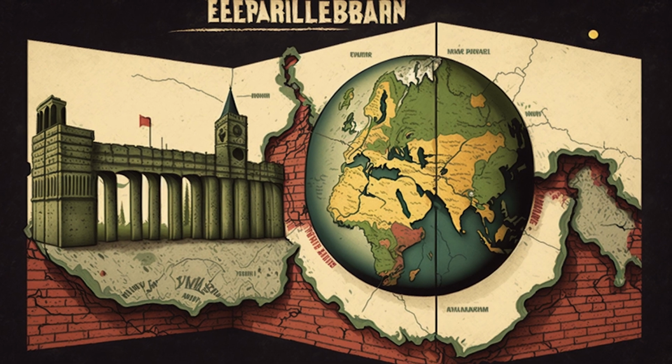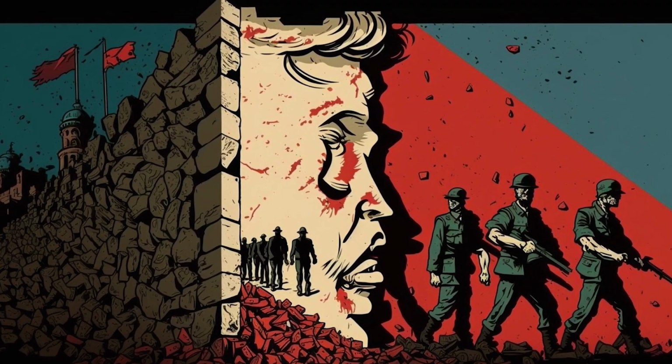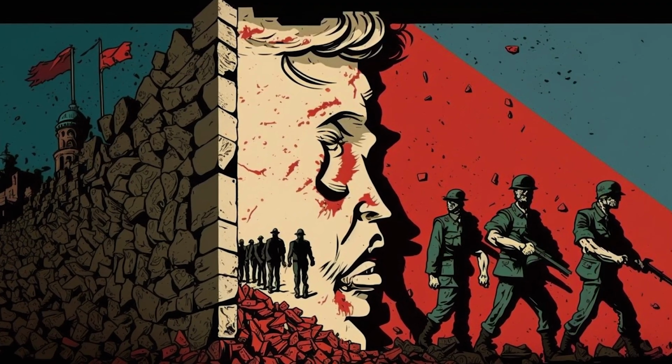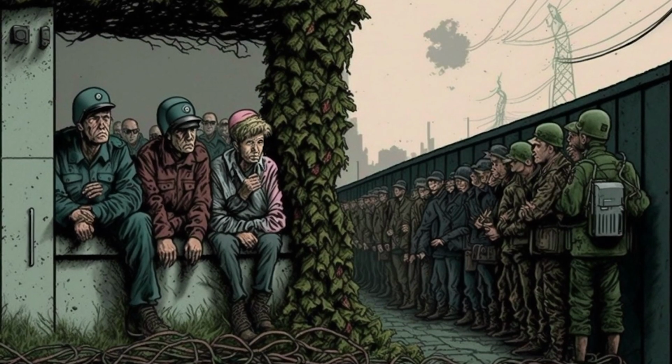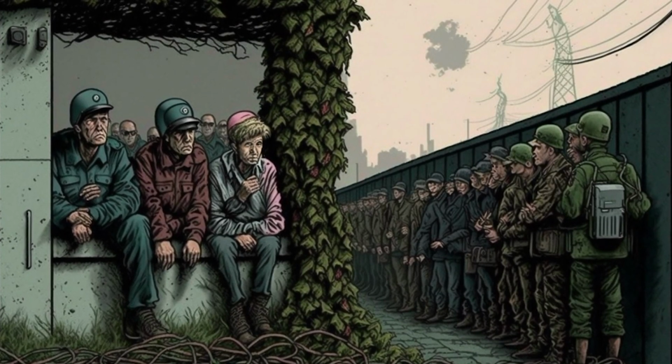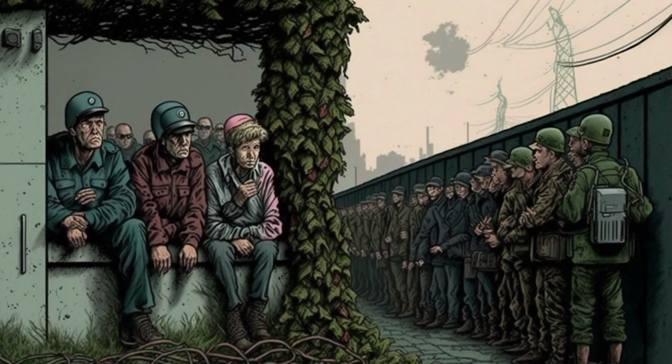The construction of the wall was met with international condemnation, and many people in the West saw it as a sign of Soviet aggression and an attack on freedom and democracy. However, the East German government defended the wall as a necessary measure to prevent Western interference and subversion.